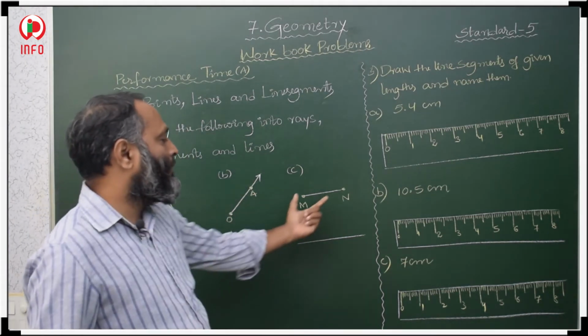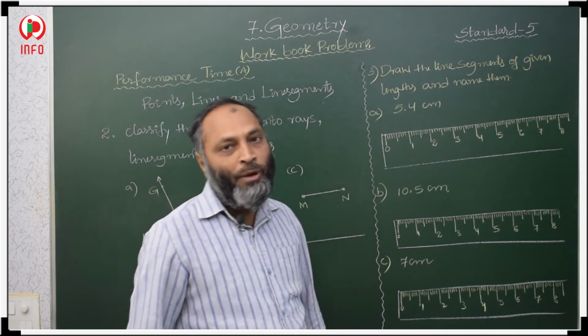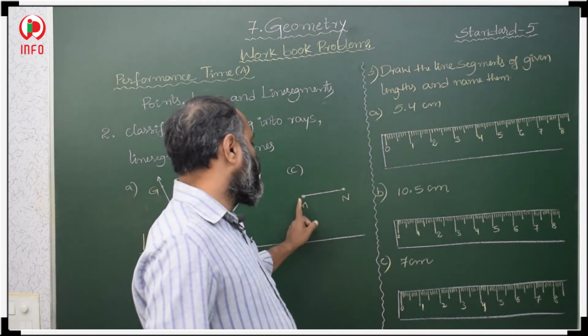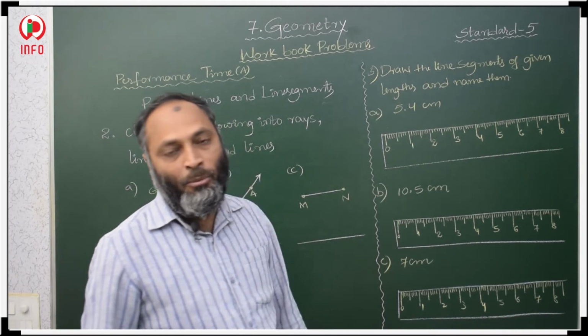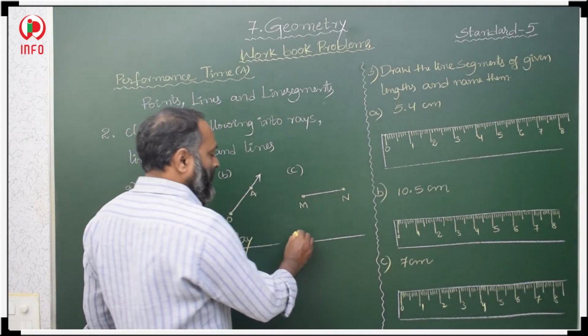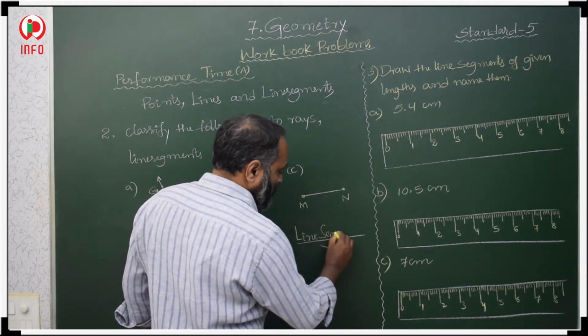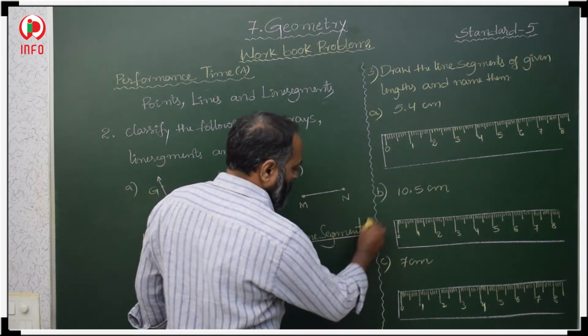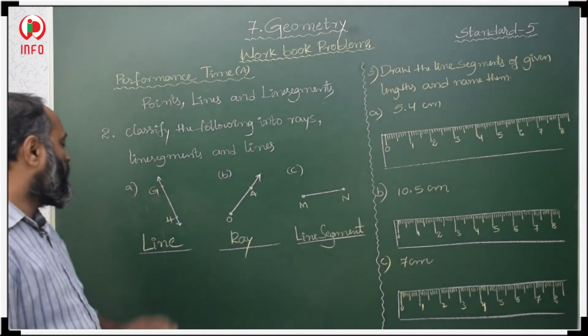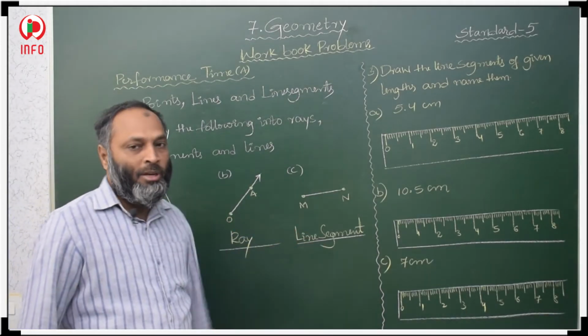Here, we have two endpoints. In a line segment we have two endpoints. Here M is the first endpoint and N is the second endpoint. So this one is a line segment. So this is a line, a ray and a line segment.